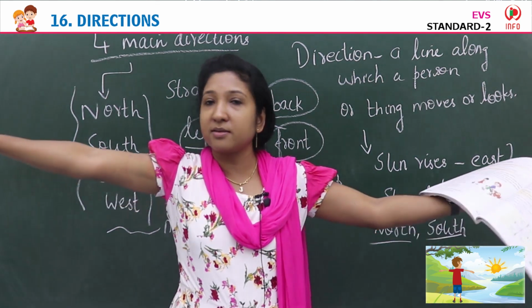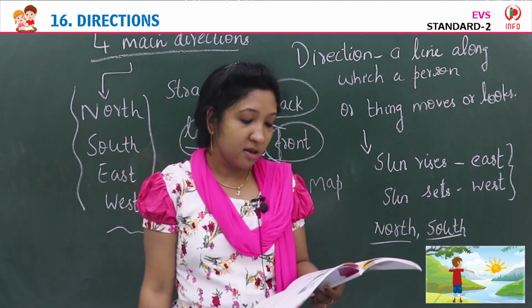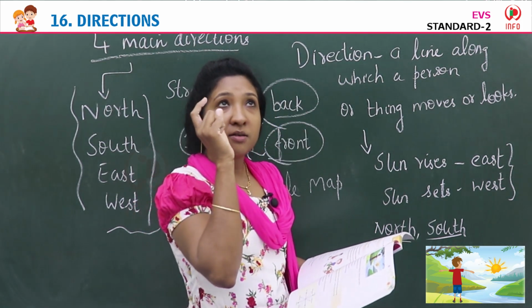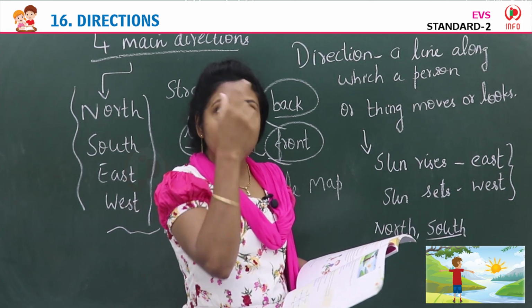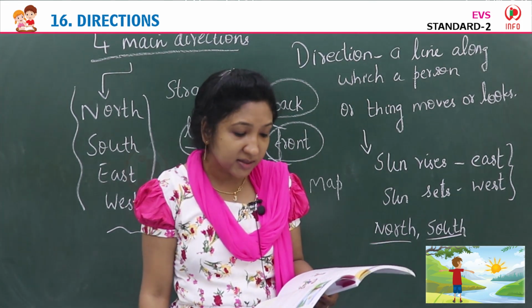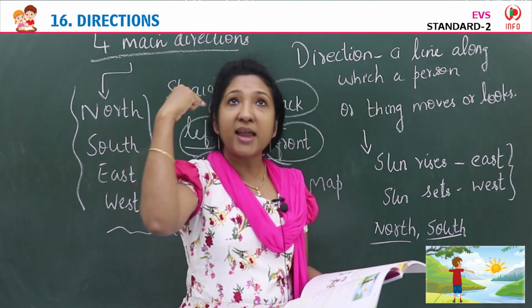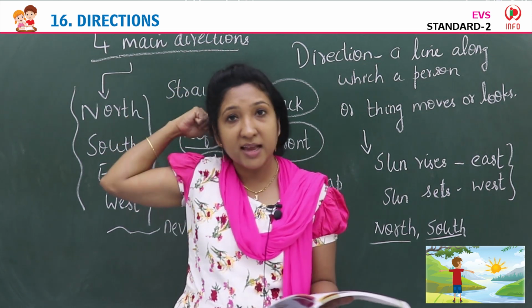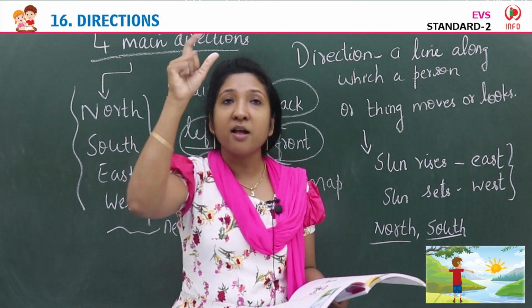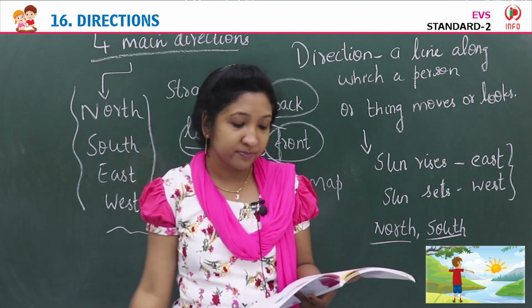Stretch your arms, both sides, both hands. Now your face is towards the east, where the sun rises. On your back is west. If you're standing in front of the sun, the back side is west. Here the sun is there, so this is your east direction, and the back side of you is the west direction.